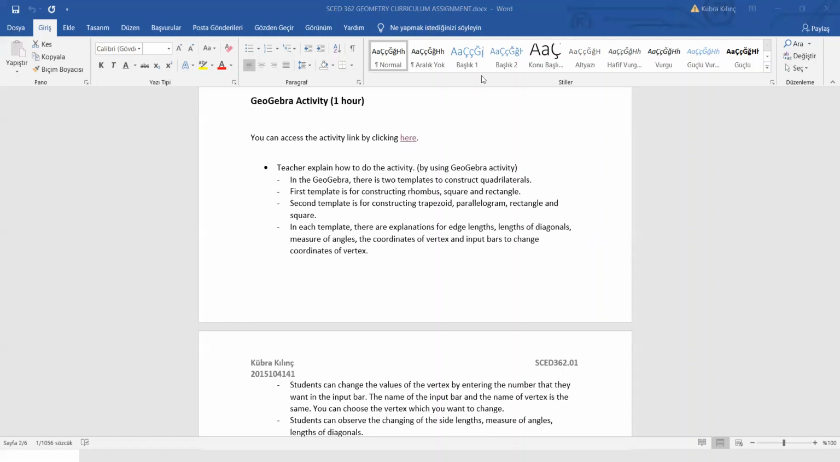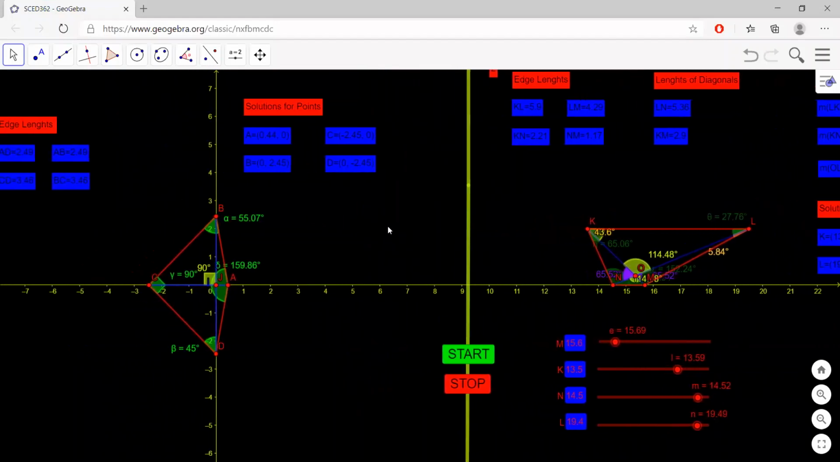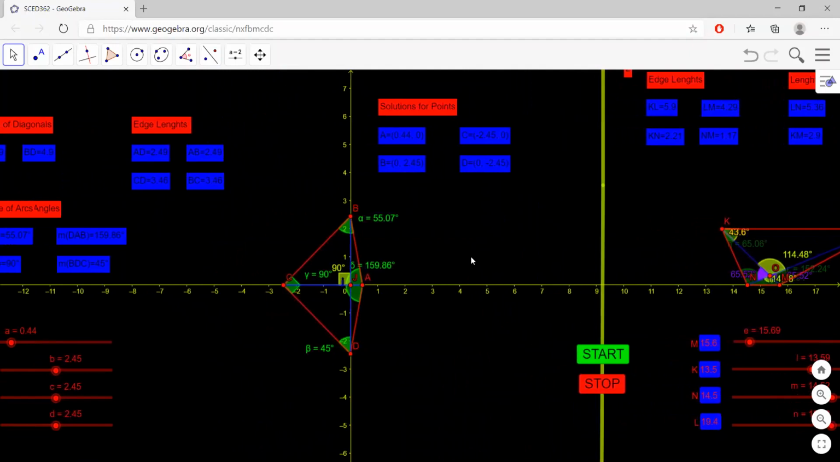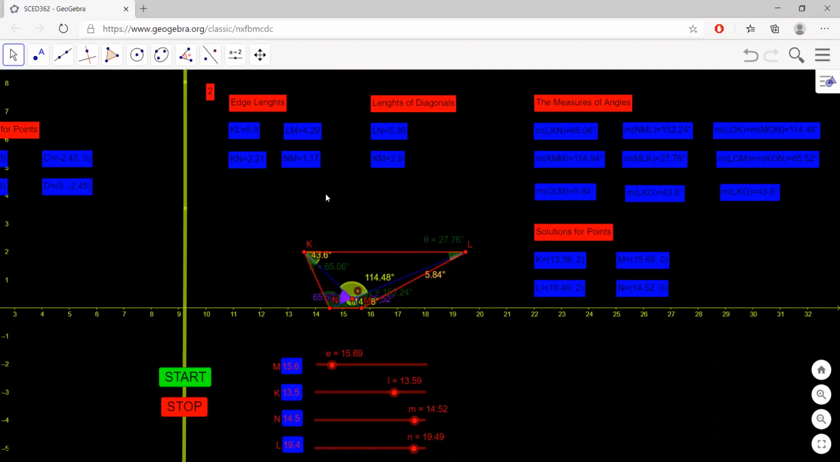You can access the activity by clicking here, and this is my GeoGebra activity. There are 2 templates in this activity. In the first template, students will try to construct their own rhombus, square, and rectangle. And in the second template, they will try to construct trapezoid, parallelogram, rhombus, square, and rectangle by using the information in the first part of the activity.